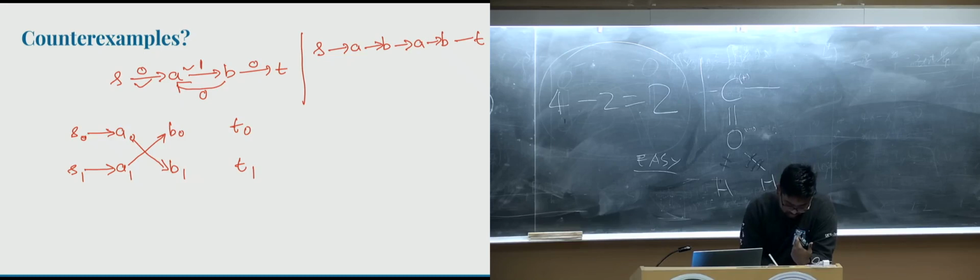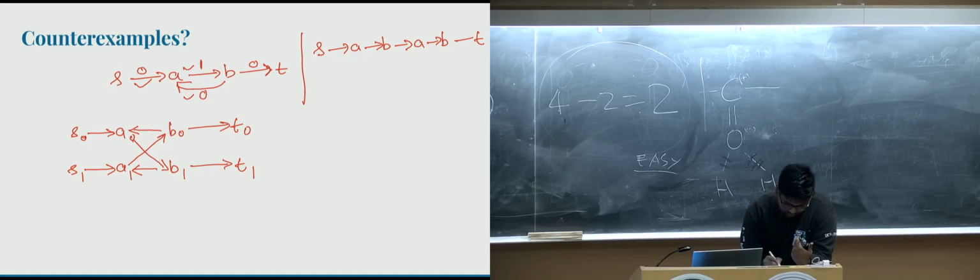So B naught will be connected to A naught and B1 will be connected to A1. So this one is done too. Let's take a look at this B to T. So a 0 labeled edge. So we simply connect it to the same labeled nodes.